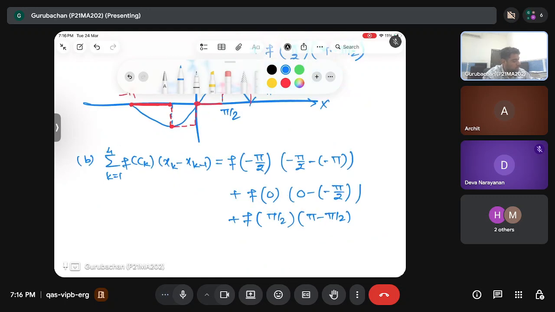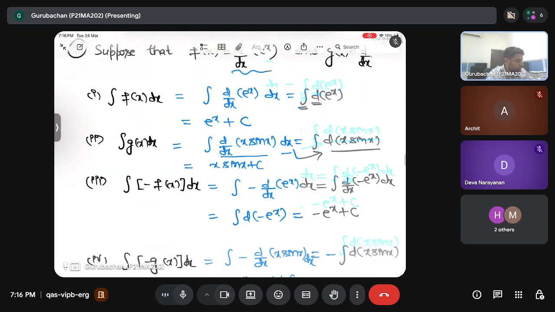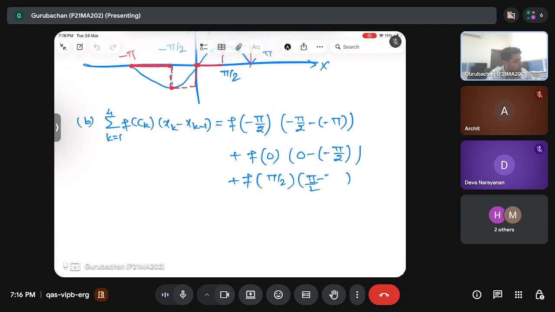Or I made some mistake, I guess. Okay. Pi by 2 minus 0. Just give me a second. This is somewhat creating disturbance. Okay. So this is pi by 2 minus 0 plus f of pi times pi minus pi by 2.